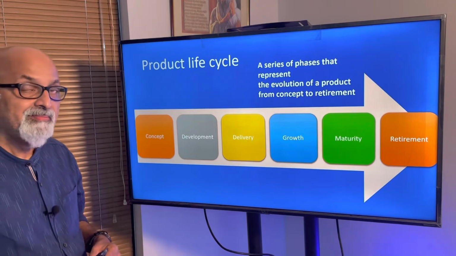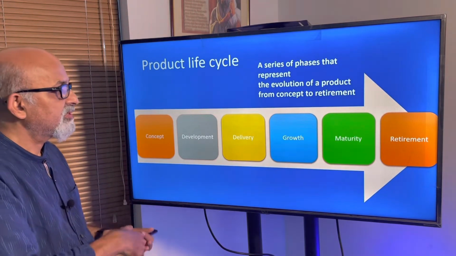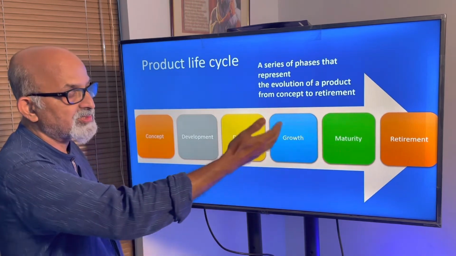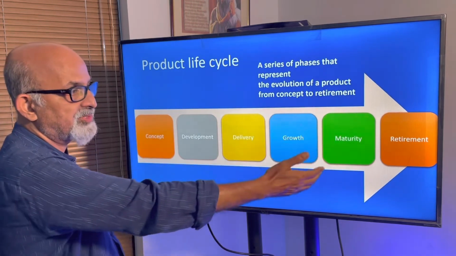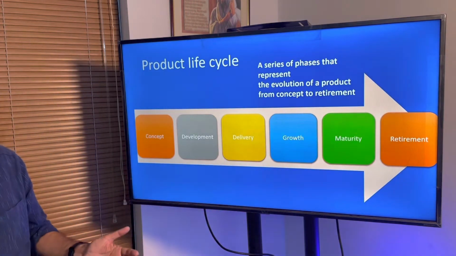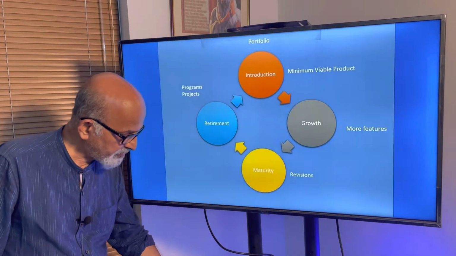The Apple iPod is a great example. So the concept came in, it was developed, it was delivered, then multiple versions of it happened, then it matured, and then it was scrapped. It is no more there. That is a typical product life cycle.